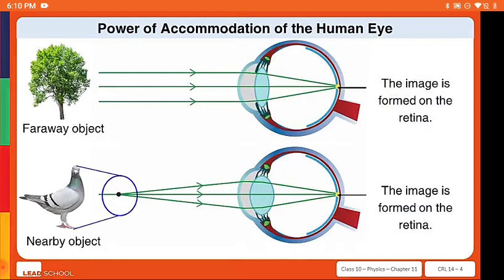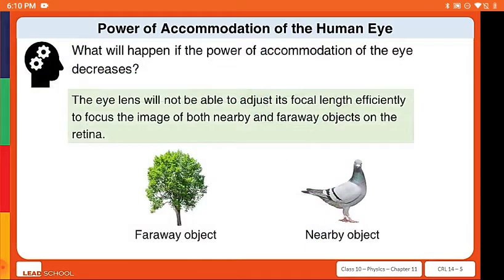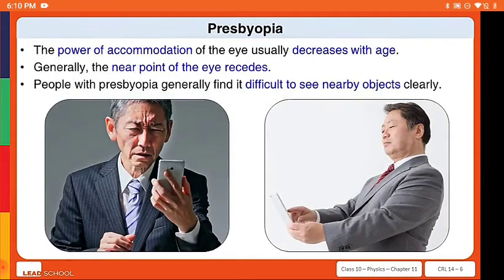We know that the power of accommodation of the human eye enables us to see both far away and nearby objects clearly. What will happen if the power of accommodation of the eye decreases? The eye lens will not be able to adjust its focal length efficiently to focus the image of both nearby and far away objects on the retina. The power of accommodation usually decreases with age. Generally, the near point of the eye recedes. People with presbyopia generally find it difficult to see nearby objects clearly.